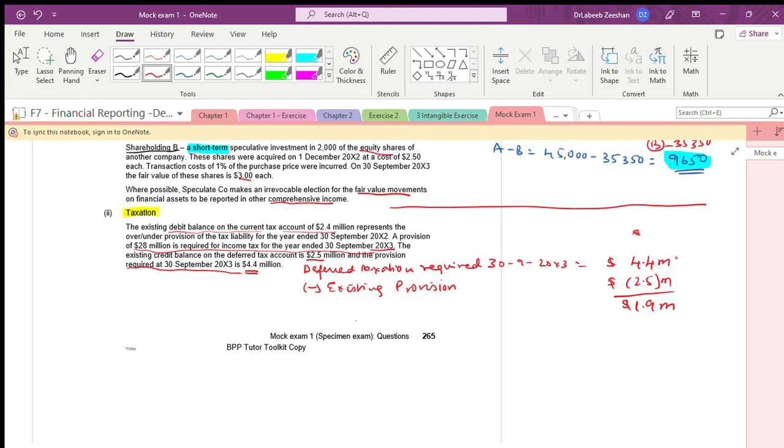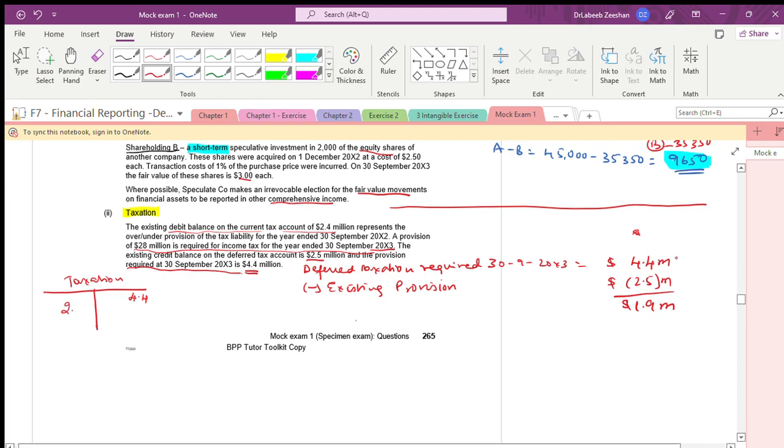See the things. Listen carefully. Assume it is a taxation account. A taxation account will always be on the credit side. It is a liability. 4.4 they have. How much have they provided? 2.5. This is debit. This is credit.